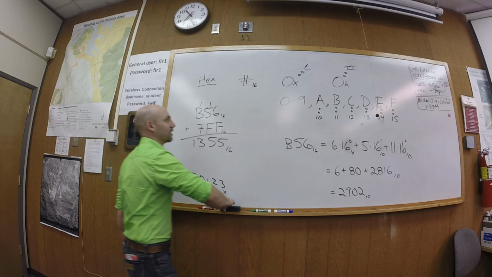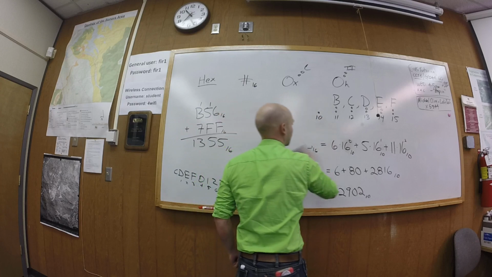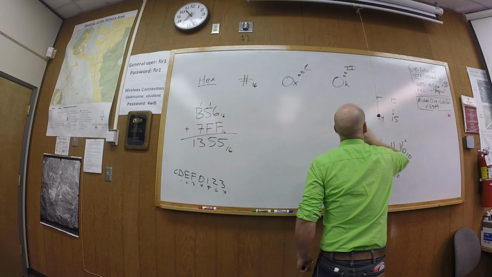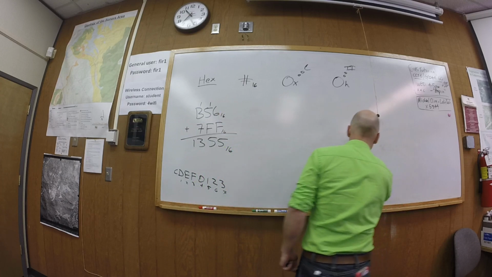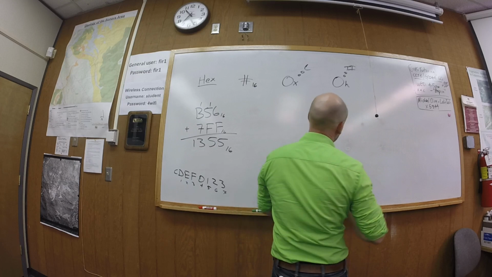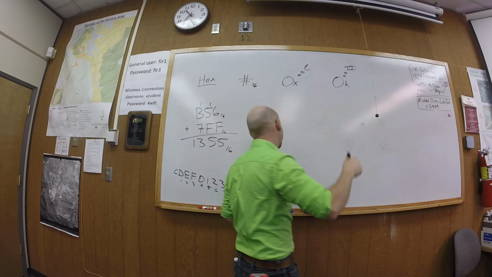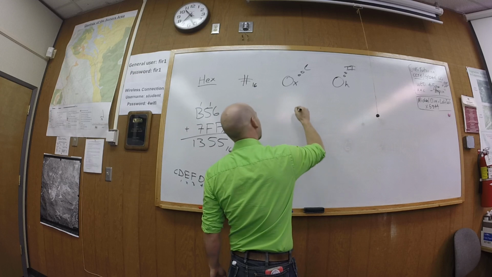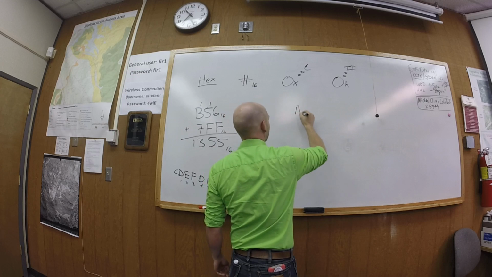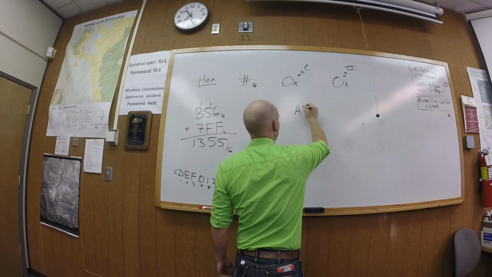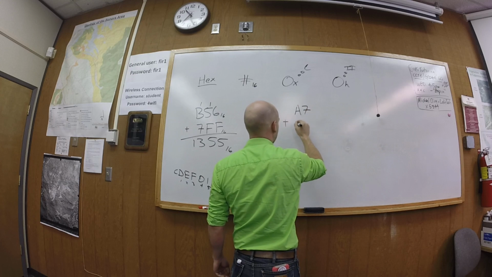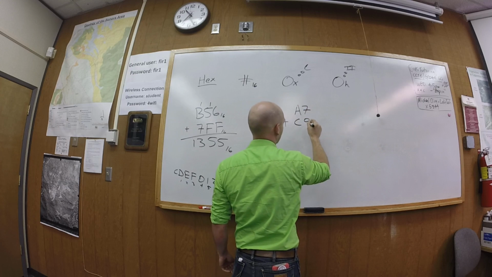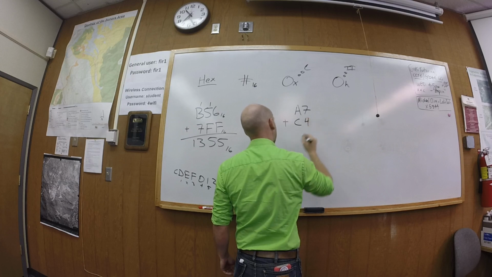Do you want to see one that includes a letter? Sure. We can do another one. Oh, and of course I just erased the things I probably need. Okay, so let me pick two numbers that are kind of reasonable. Let me pick A7 plus C4. Bingo.